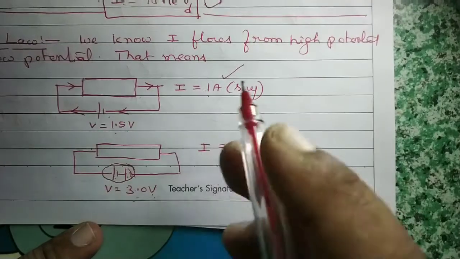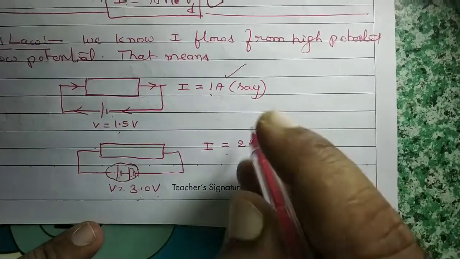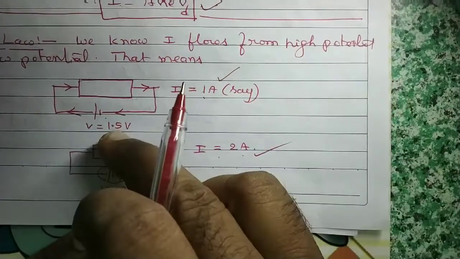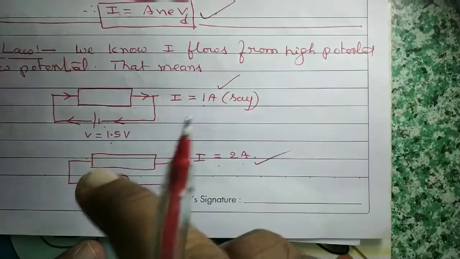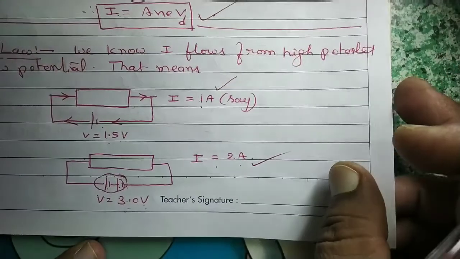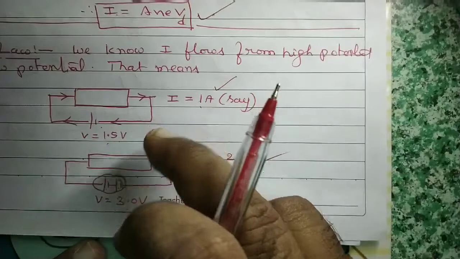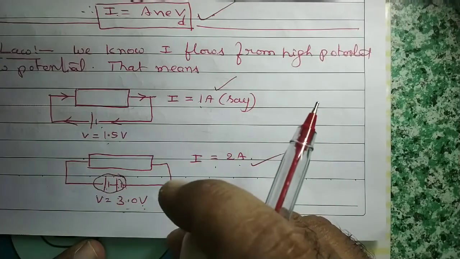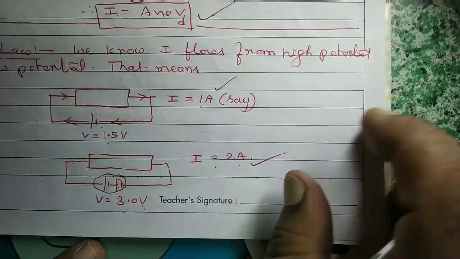It was 1 ampere. Now the current will naturally become 2 ampere. This is Ohm's law. If you increase voltage, current also increases proportionately. That means the potential difference which you connect to the conductor for the formation of current is directly proportional to the current passing through it.